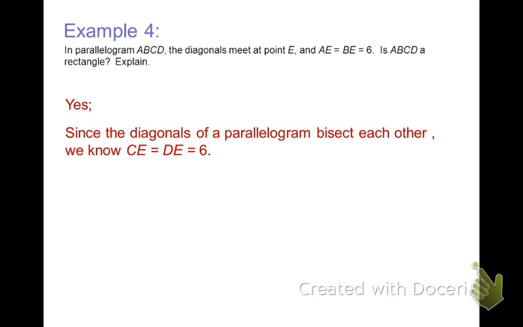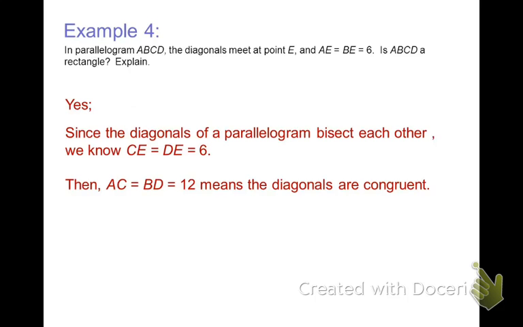My explanation for this is first to say, since the diagonals of any parallelogram bisect each other, I know that I can do CE and DE equals 6. You can look at the diagram on your paper. I lost mine. When I extended those 6s out, that was because of the parallelogram property. So at this point, I haven't used anything about a rectangle. And then I'm explaining, with those pieces, the two diagonals are 12, which means that they're congruent.